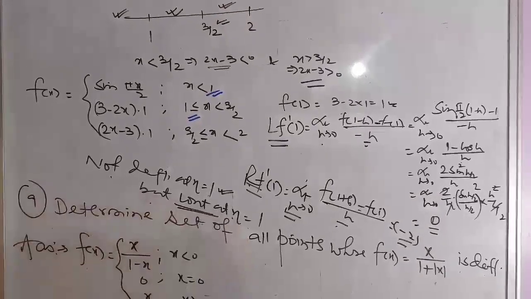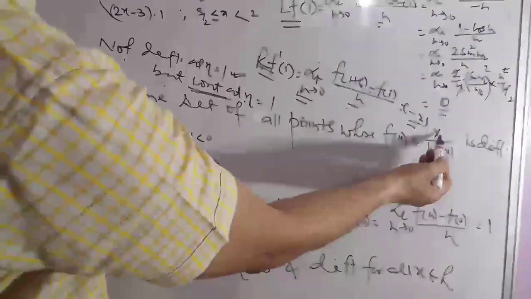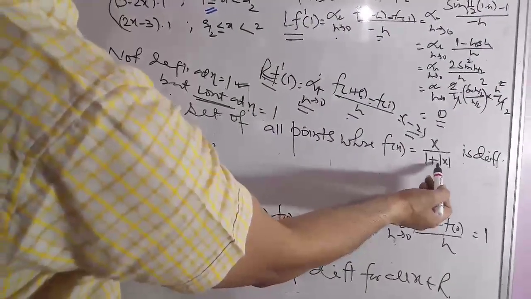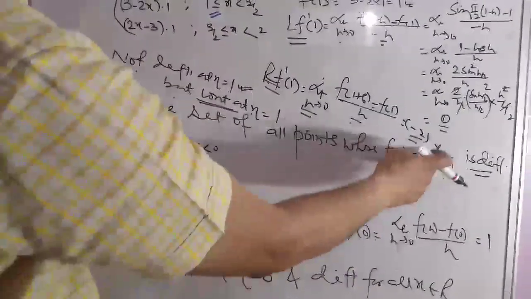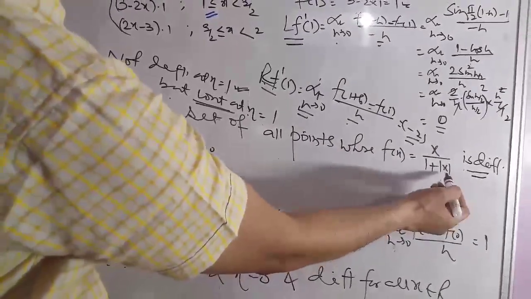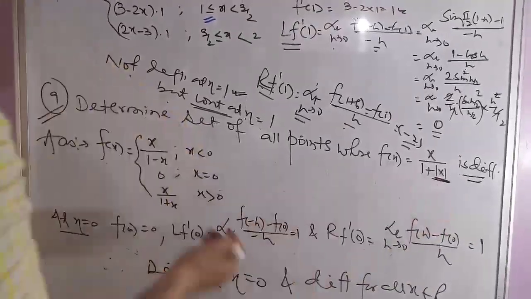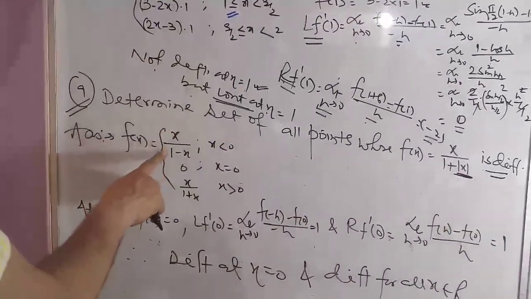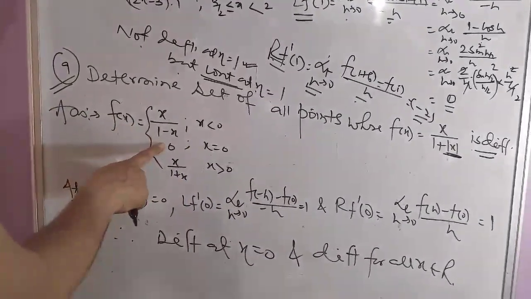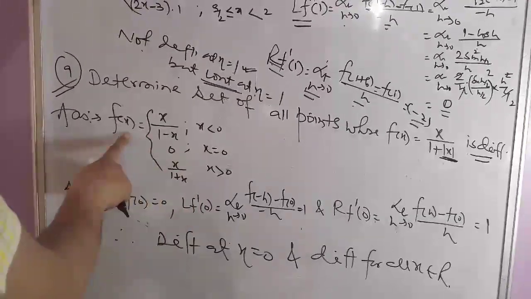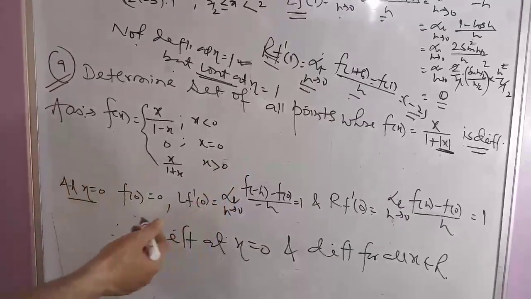Next, the ninth question: determine the set of all points where f(x) = x/(1 + |x|) is differentiable. Here f(x) = x/(1 + |x|). First we consider the root of the modulus. When x < 0, f(x) = x/(1 − x). When x = 0, f(x) = 0/(1 + 0), that is 0. When x > 0, f(x) = x/(1 + x). Here the change point is 0.